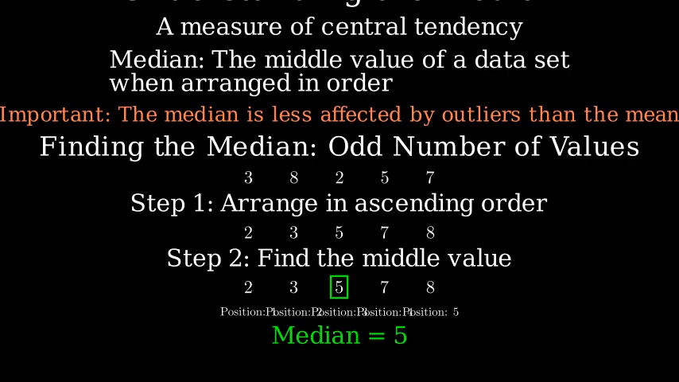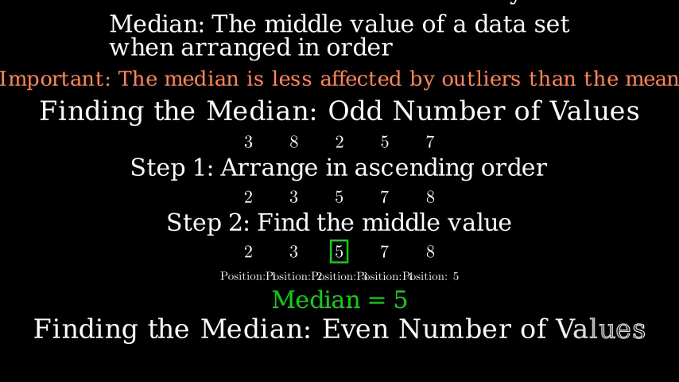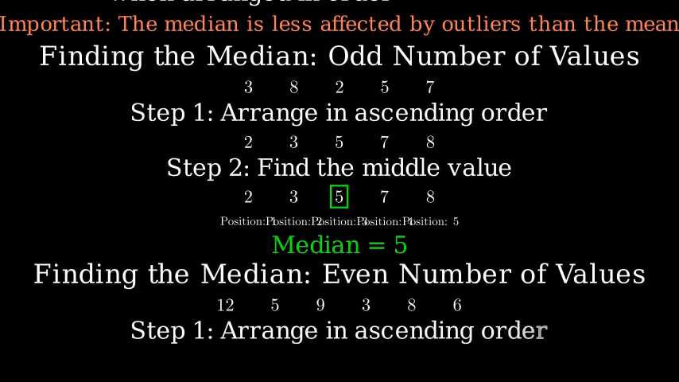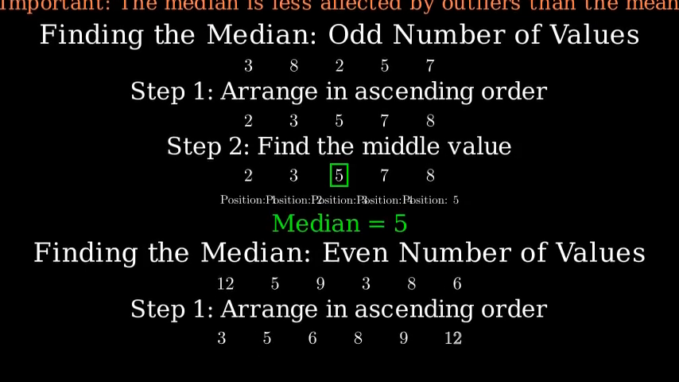Now, let's look at a case where we have an even number of values. For example, the set 12, 5, 9, 3, 8, 6. Step 1. Arrange the data in ascending order. So we reorder our set to 3, 5, 6, 8, 9, 12.